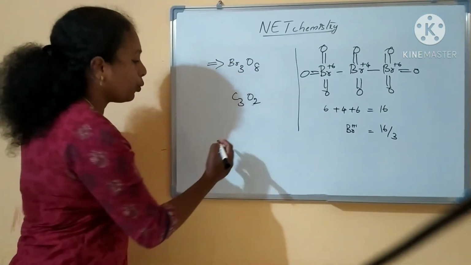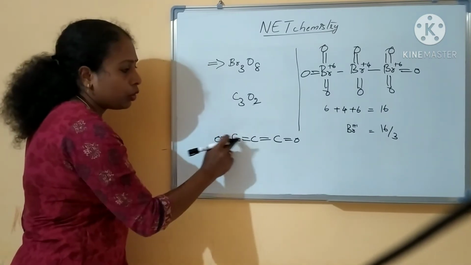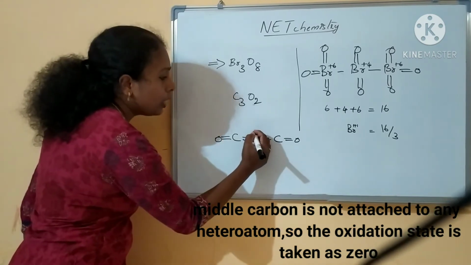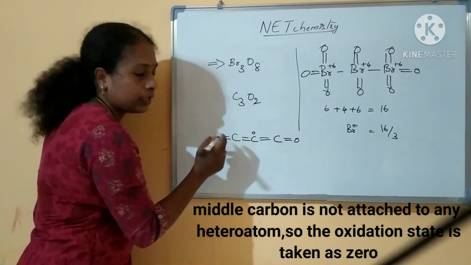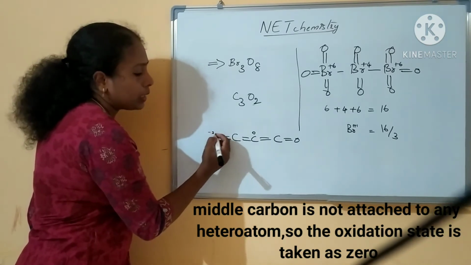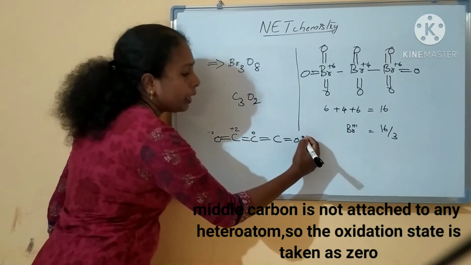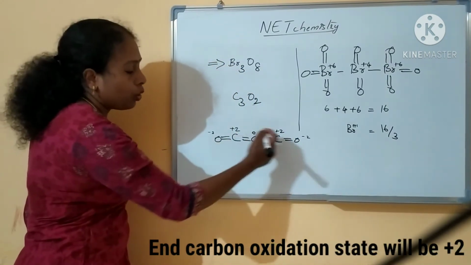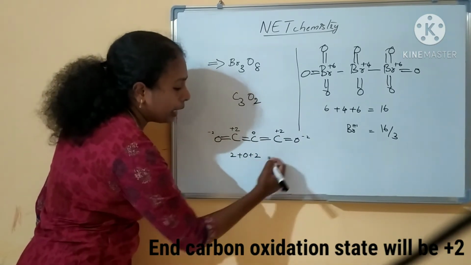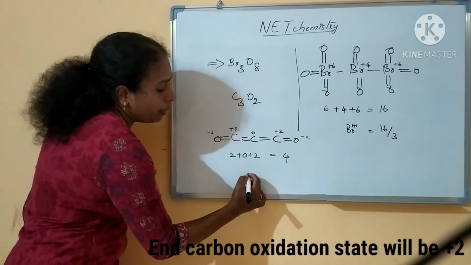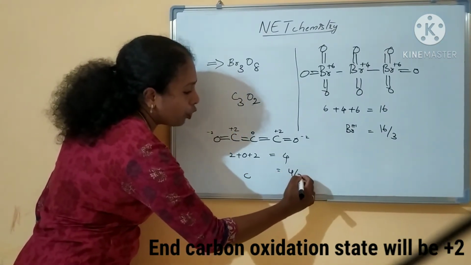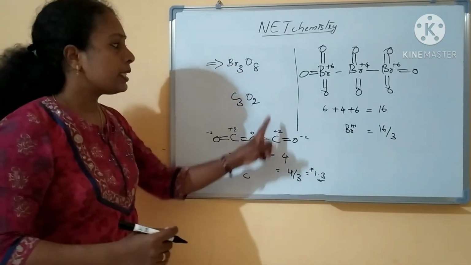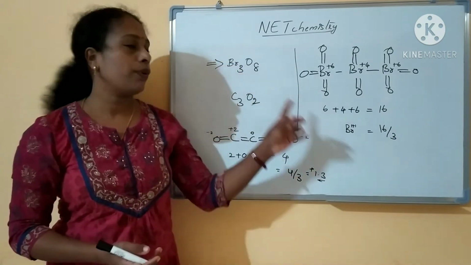Next we will see C3O2. In the corners there is only an oxygen atom. This carbon is not attached to any heteroatom; it is attached to carbon only. So the oxidation state here you consider as 0. The corner carbon is attached to a -2 oxygen atom, so here it is +2, and on the other side also +2. Then 0 plus 2 plus 2 gives 4. For a single carbon, you divide 4 by 3 and get 1.3. The oxidation state is +1.3. This is the way you find the oxidation state of a compound like this.